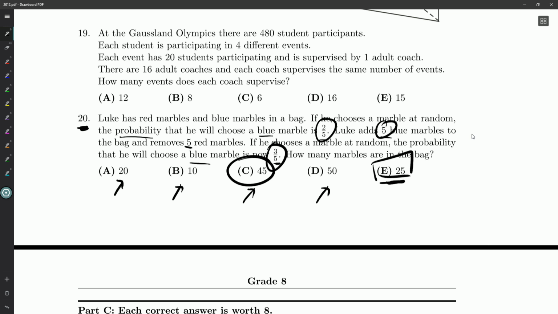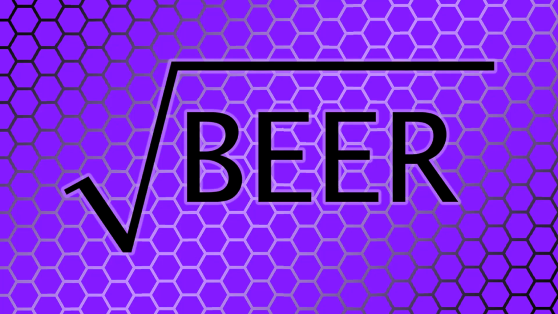Okay, so that's it for question number 20. That finishes off part B. Up next, we're going to be looking at question number 21 as we start part C of our math contest.